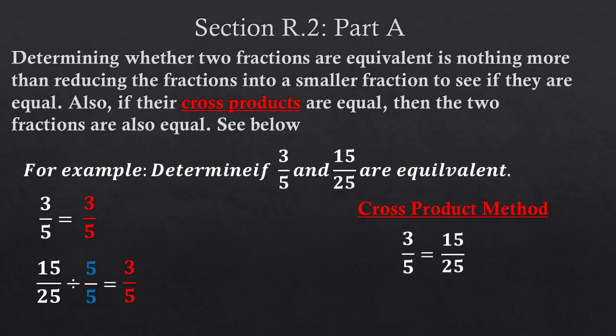First step is you set the two fractions equal to one another, and then you cross multiply. So you do 3 times 25 on one side and set that equal to 5 times 15 on the other side. You do the multiplication. 3 times 25 is 75, and 5 times 15 is also 75. 75 equals 75. Therefore, the two fractions are equivalent.